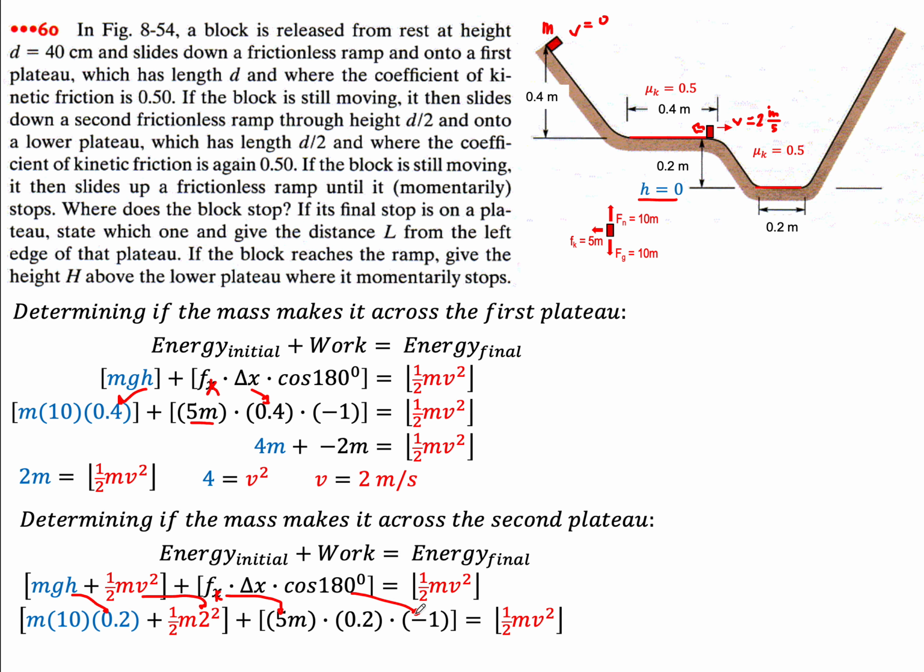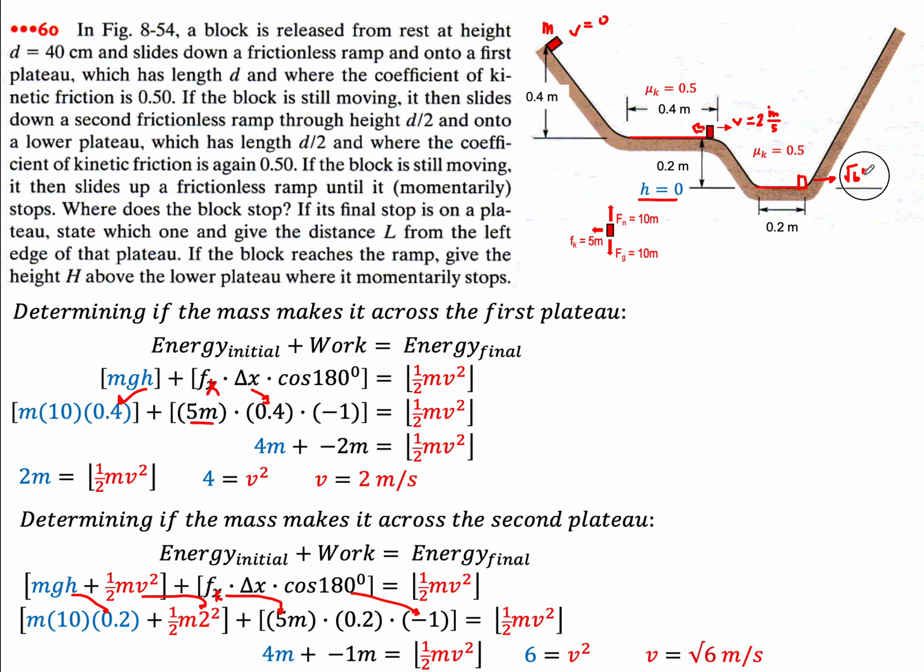If it doesn't make it across the plateau, we'll end up with the initial energy plus the work, which is going to be negative. It's not going to have enough or any kinetic energy by the time it gets to the other side. But if we solve this one real quick, we'll discover that, oh yeah, it still has a velocity here at the bottom of this point right here. It is still moving with a velocity of √6 meters per second.